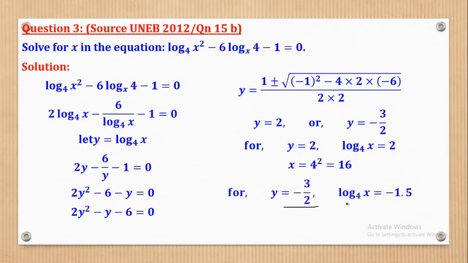Then for this one, it implies that this is equal to that. Therefore 4 to power negative 1.5 is equal to x. Therefore x will be equal to 4 to power negative 1.5, and when I use the calculator it will become 1 over 8, or you can write 0.125.